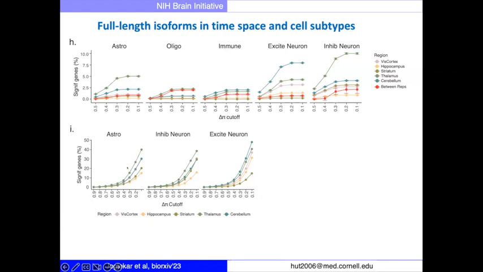You can see here, though, for astrocytes, if you ask for small effects, you get 40%. Likewise for inhibitory neurons. For excitatory neurons, it goes actually a bit further, and here it's the cerebellum that is the clear outlier, the one that has the highest differences to all the other cell types.